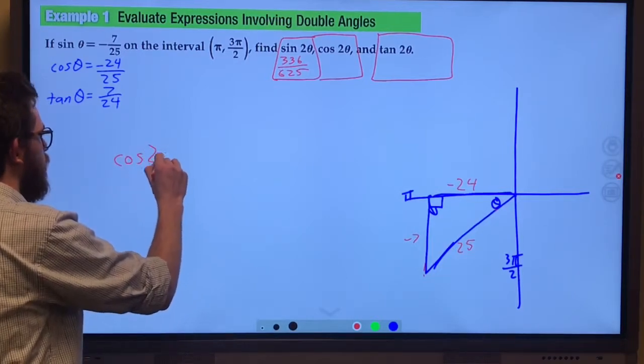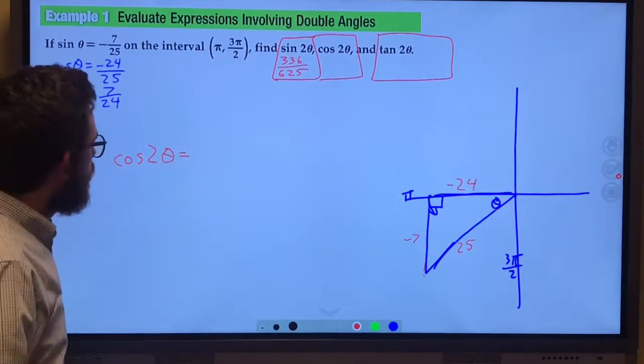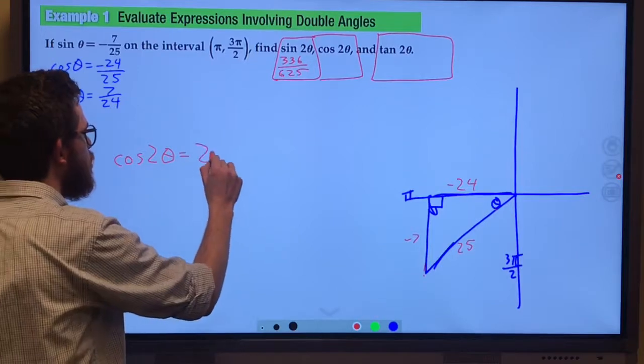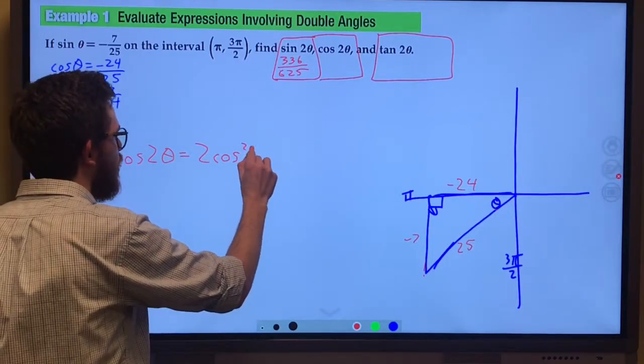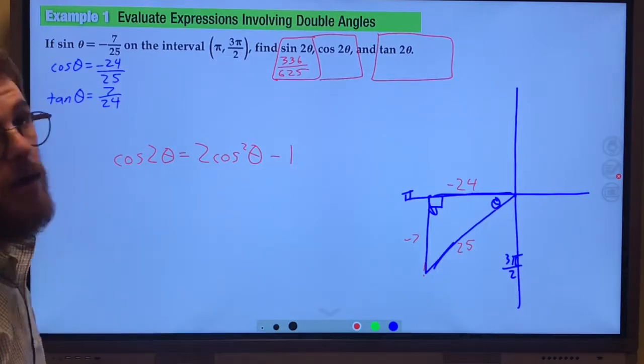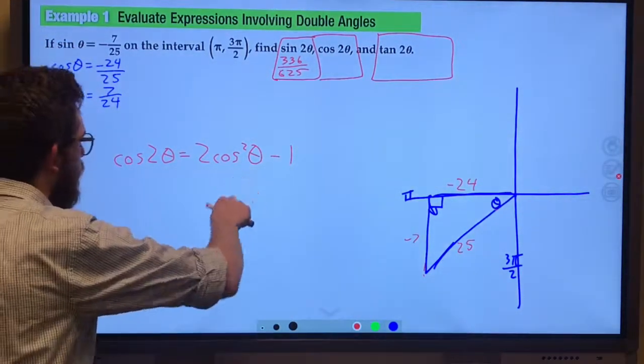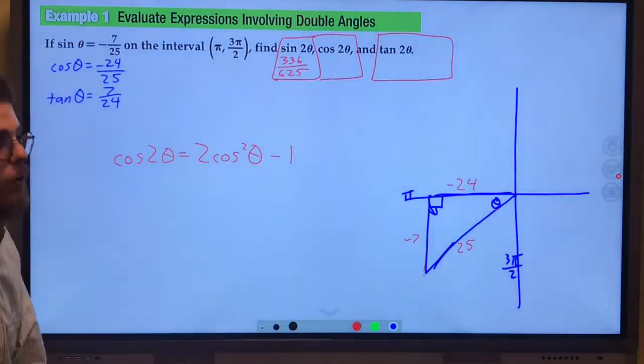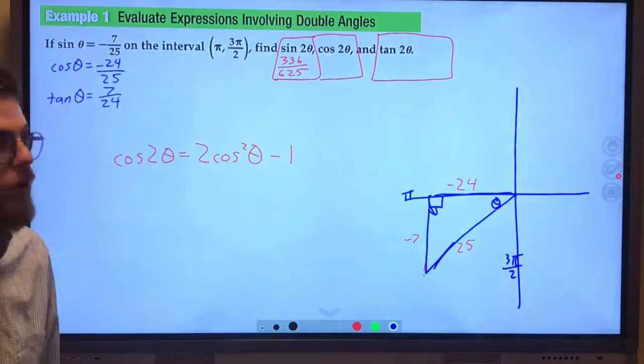Cosine of 2 theta. Well, it is 2 cosine squared theta minus 1. Double check. Yeah, I was right. Look at that. All right. Now there's other ways to get cosine of 2 theta. You can pick whichever one you want to use.